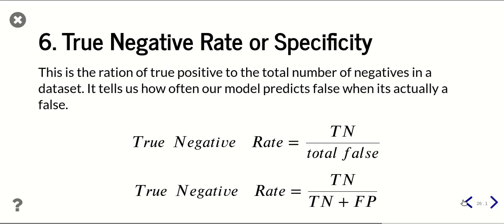So now let's look at the true negative rate, also called, it's really hard to pronounce this one, but it's called specificity. So the specificity of the model is the ratio of the true negatives to the total number of negatives in our data set. You just take the true negatives divided by the true negatives and the false positives. That's how we get the true negative rate, or the specificity of our model.